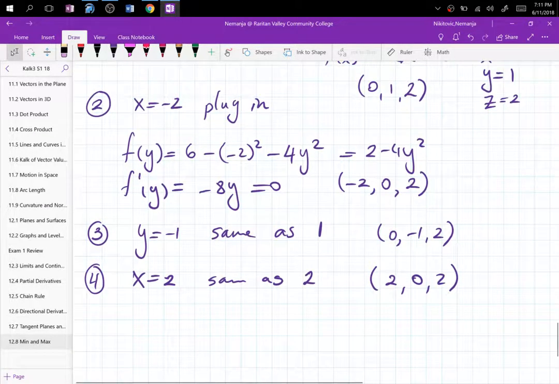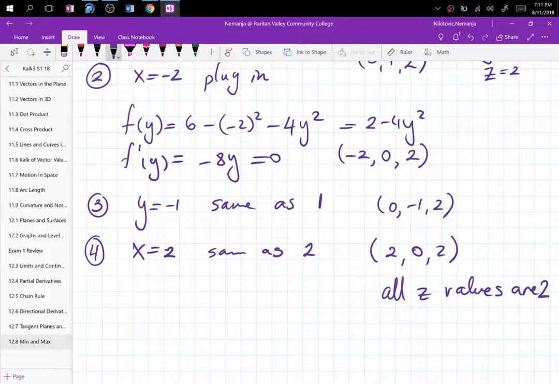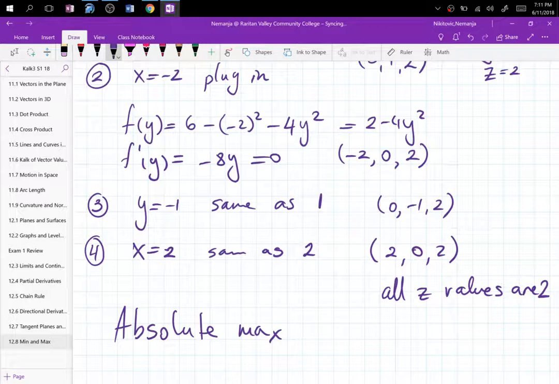Observe that all z values are 2. Absolute max, no, at 0, 0, 6 at the origin. Wow, that was 10 minutes. The whole problem in 10 minutes. Because I skipped those calculations I just said were the same, where you would actually grind through that.